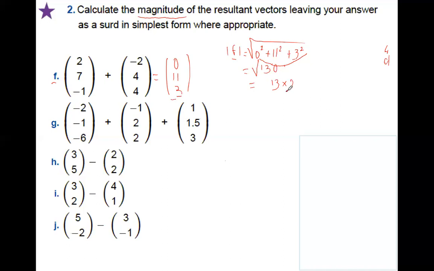Yep. So they're all prime numbers. That means I can't do anything with this. The simplest form is just 130. You just leave it like that. In its simplest form it is just the square root of 130, because I've got prime numbers.